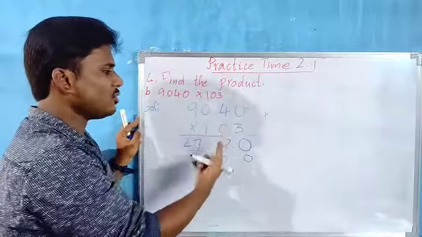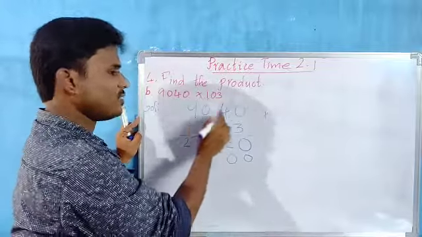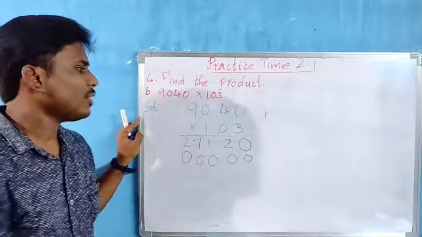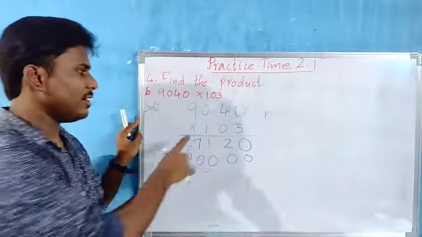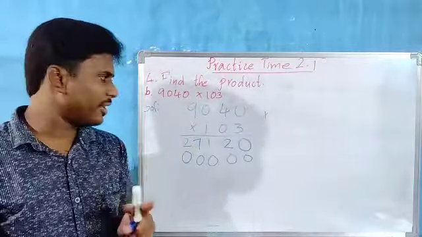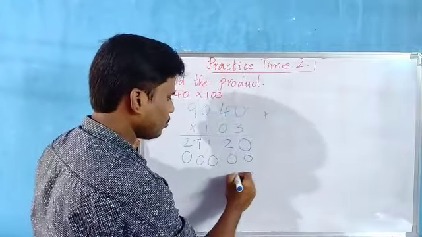Now see, you know the 0 table. 0 zeros, 0. 0 fours, 0. 0 zeros, 0. 0 9s, 0, children. Now this is 100, children. We have 1 in the hundreds place, so 100. For 100 we have to place 2 zeros, children. So placing 2 zeros here.